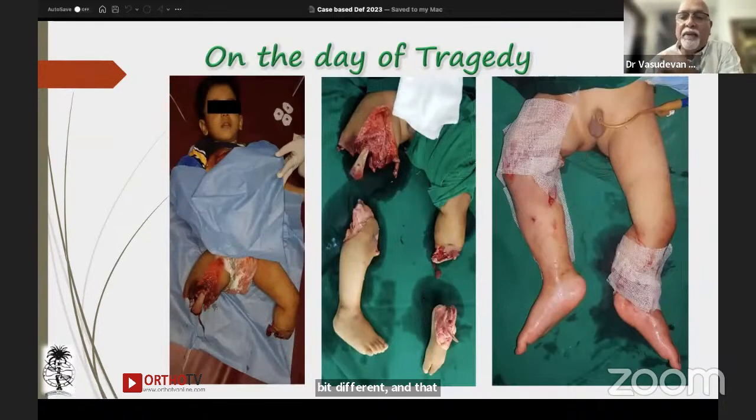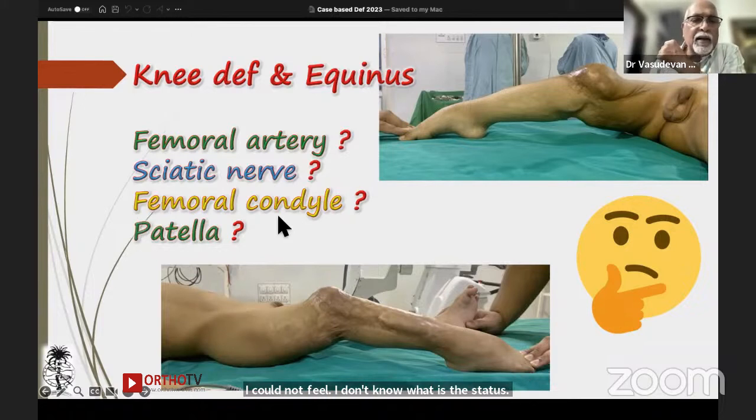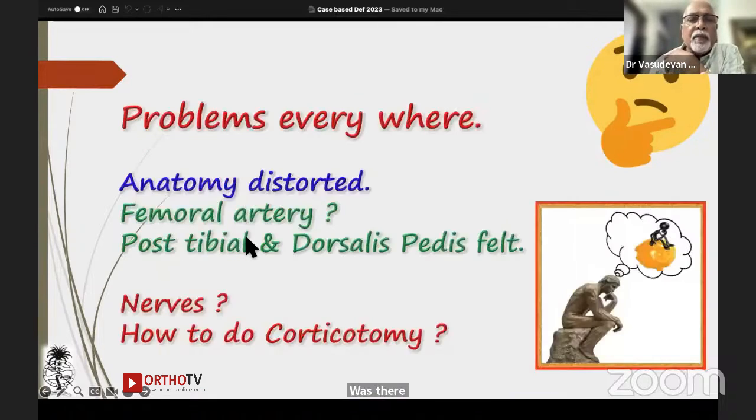And anyway, the limb is saved. That was how the limb was looking. I could not feel the femoral artery. I don't know what the status is now, because it is fully equal. Some toe movement was there. The femoral condyle, I could not find it, and even the patella was very difficult to find. So, problems everywhere. The anatomy was completely distorted.